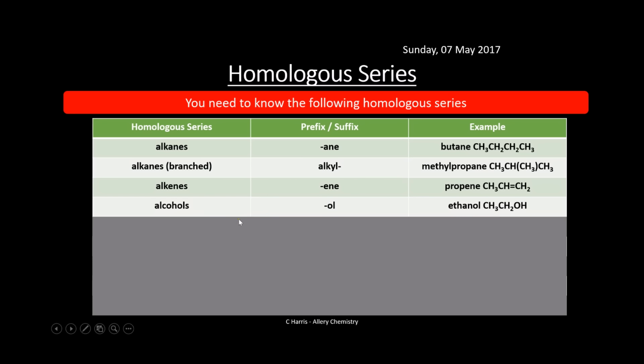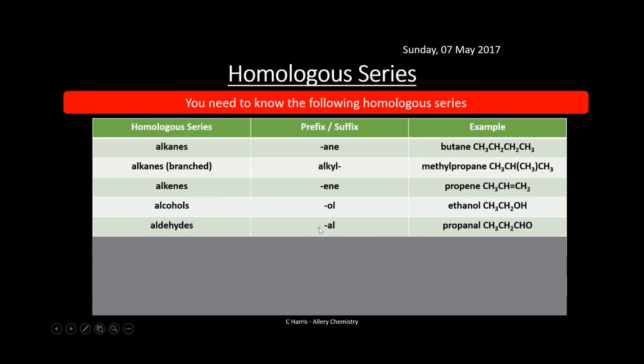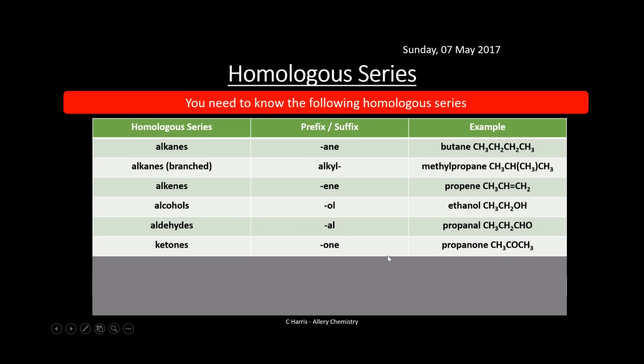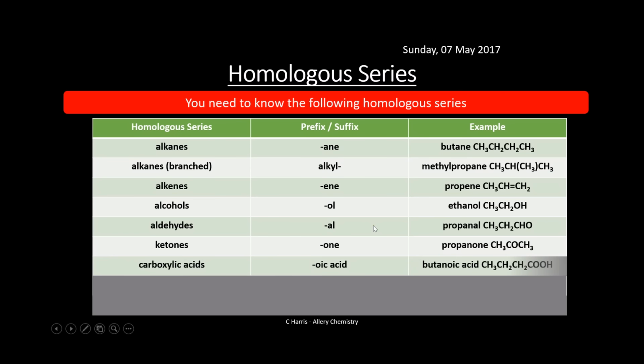Alcohols, they end in ol, so this is like an alcohol, ethanol, look, there it is, CH3CH2OH. Aldehydes end in al, so that's propanal, for example, there's an aldehyde, so CHO at the end. Ketones end in one, O-N-E, so that's propanone, for example, CH3COCH3. Carboxylic acids end in oic acid. So, for example, butanoic acid, CH3CH2CH2COOH. Look out for that COOH, that's a classic sign of a carboxylic acid.